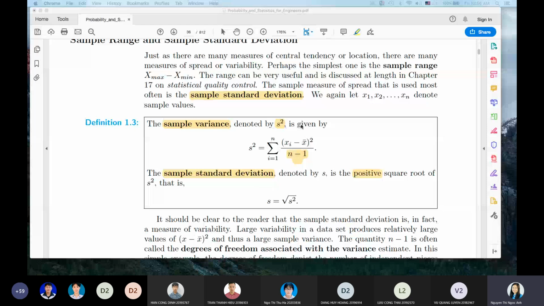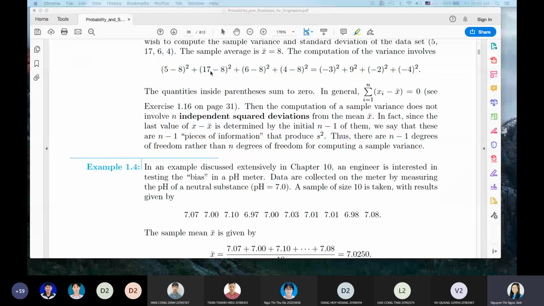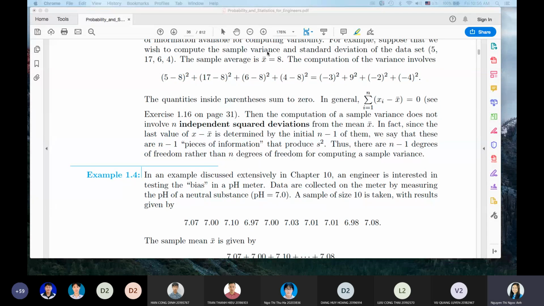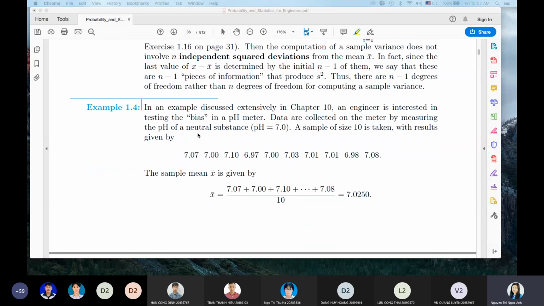Okay. So you know that here's the standard deviation. Here, if we have the sample mean, we take each data minus the mean and square. We sum from 1 to n. So we have the sum, and we divide by n minus 1, we have the sample variance. And we take the square root, we have the standard deviation.